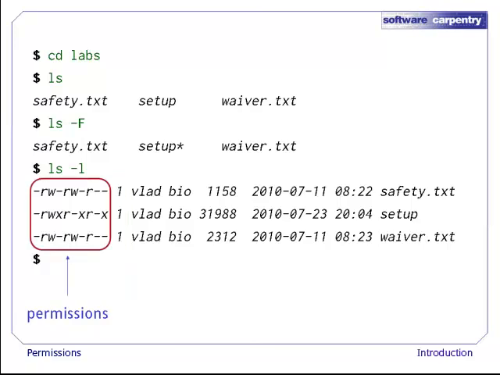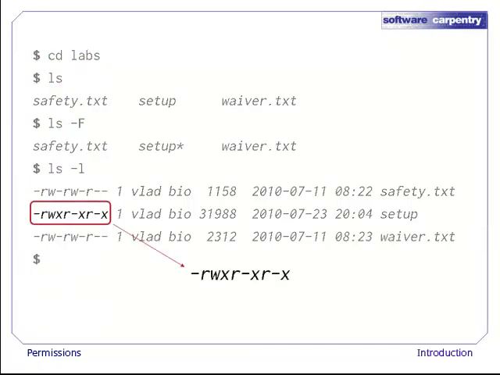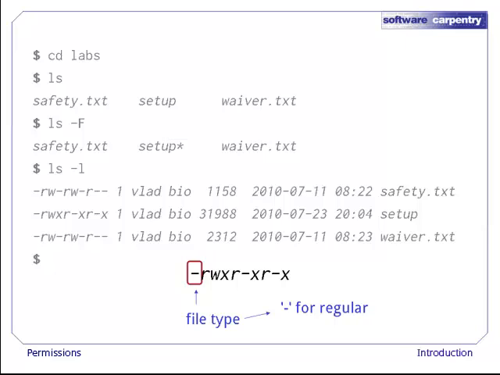This shows the file's permissions, i.e. who can read, write, or execute it. Let's expand one of those permission strings and have a closer look. The first character tells us what type of thing this is. A dash means it's a regular file, while a d means it's a directory.